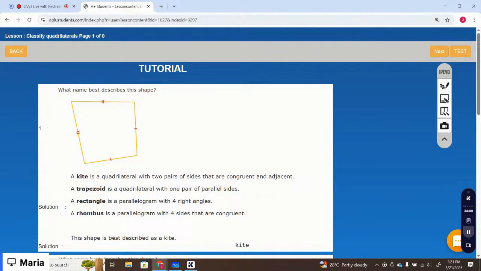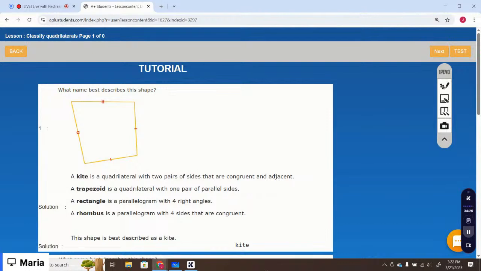What name best describes this shape? A kite is a quadrilateral with two pair of sides that are congruent and adjacent. So kite has two pair of sides that are congruent and adjacent. A trapezoid is a quadrilateral with one pair of parallel sides. So trapezoid has one pair of parallel sides.